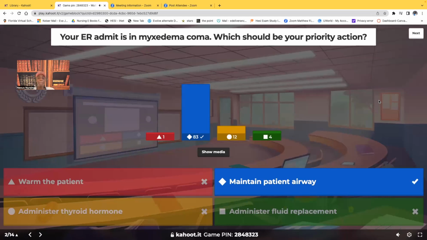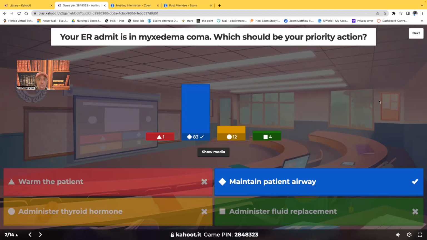Very good. Most of you guys chose maintain patient airway. Absolutely. Because who cares about the patient being warm? Who cares about giving them medication? Who cares about giving them fluids if they're dead? If they're not breathing, right? Who cares about anything else? So the main objective is what? To maintain patient airway.